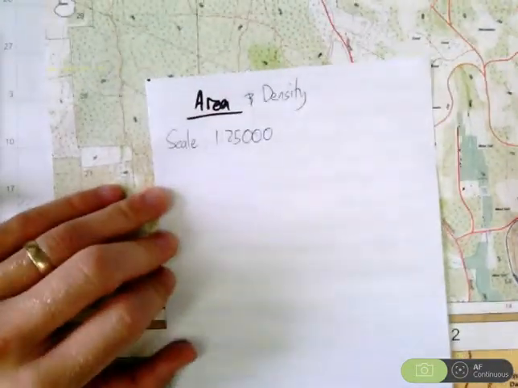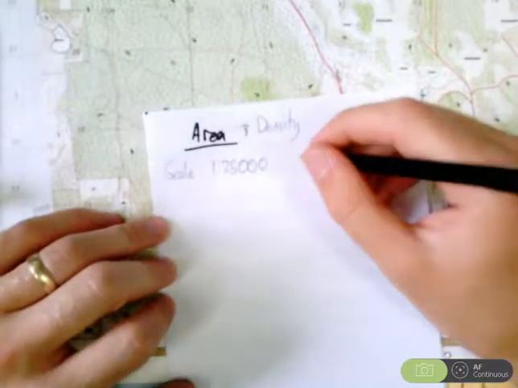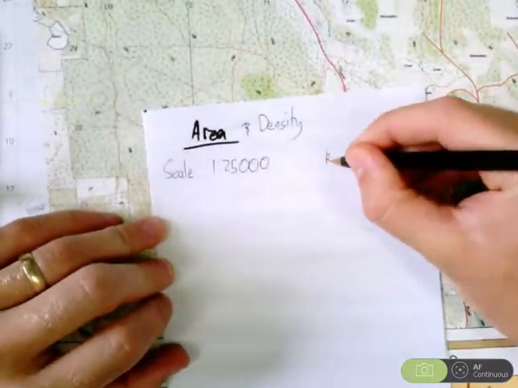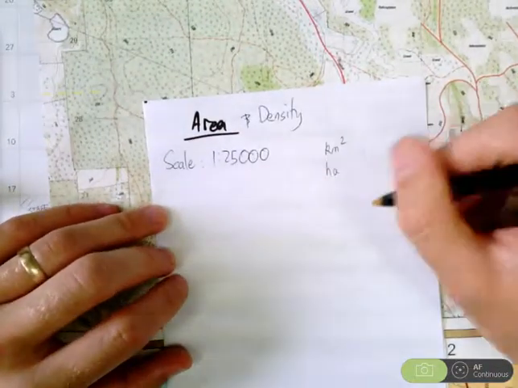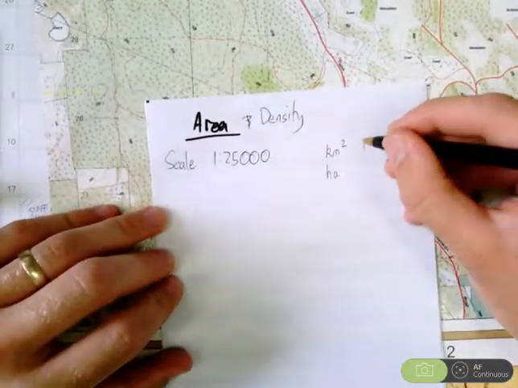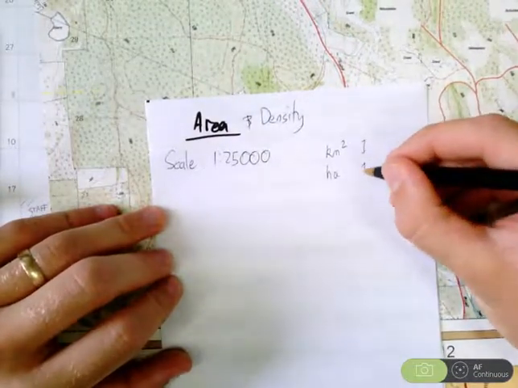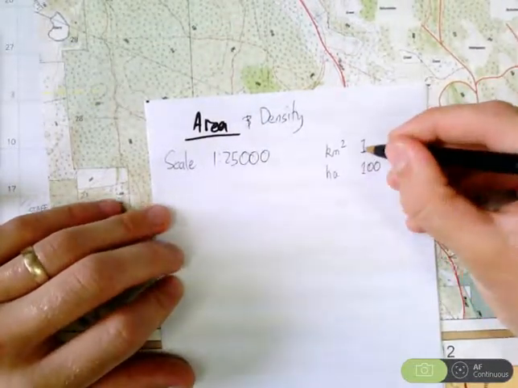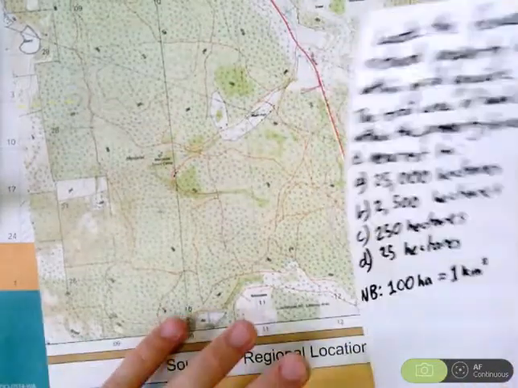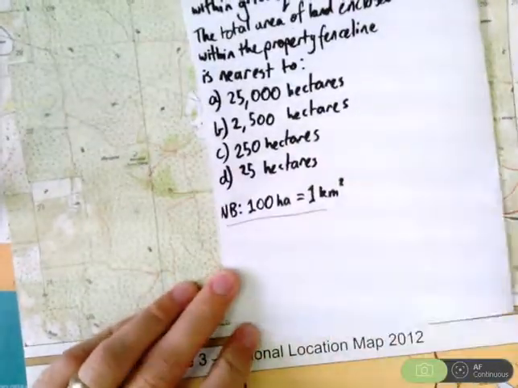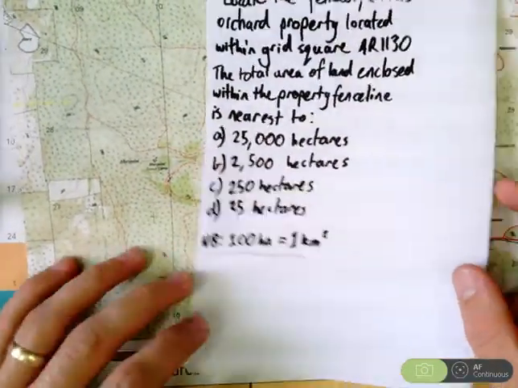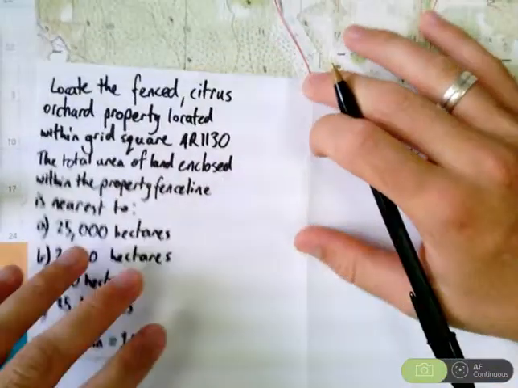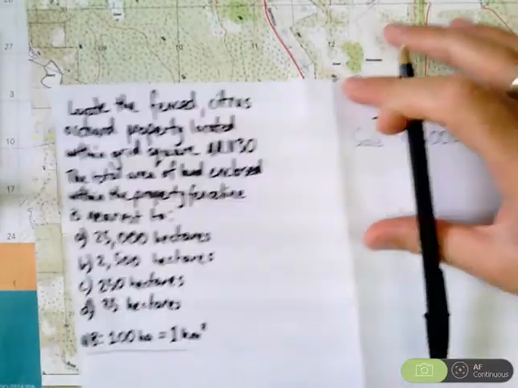Now in area, we can talk about area in kilometers squared or in hectares. Now 1 kilometer squared equals 100 hectares. When you're doing exam questions, they normally have a benefit note to remind you that 100 hectares equals 1 kilometer squared. So we're just going to get straight into an example, because that's the best way to show you.